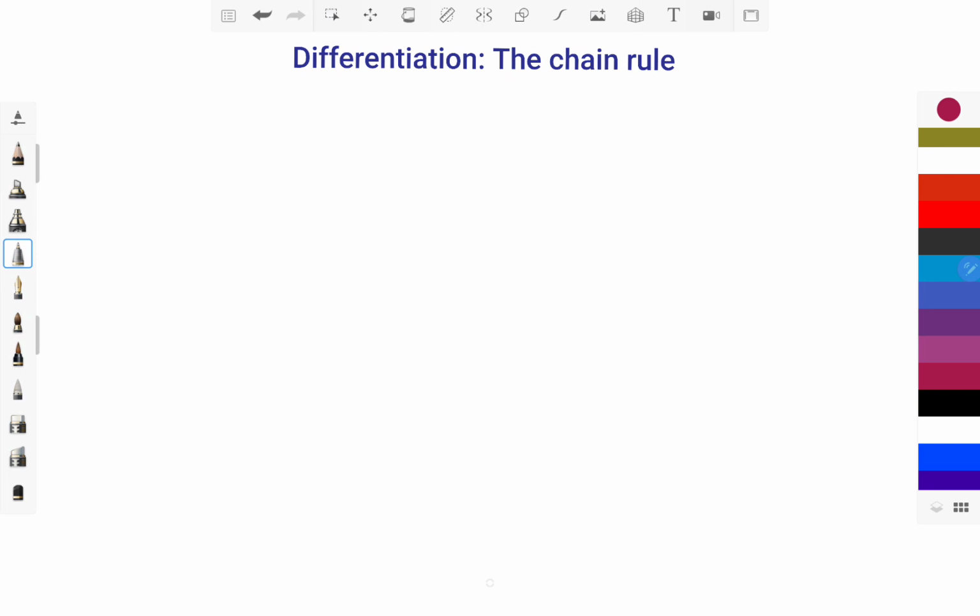The chain rule is usually applied to composite functions, that is when you have one function inside another. The rule states that dy/dx equals dy/du times du/dx. Let's look at the following examples.